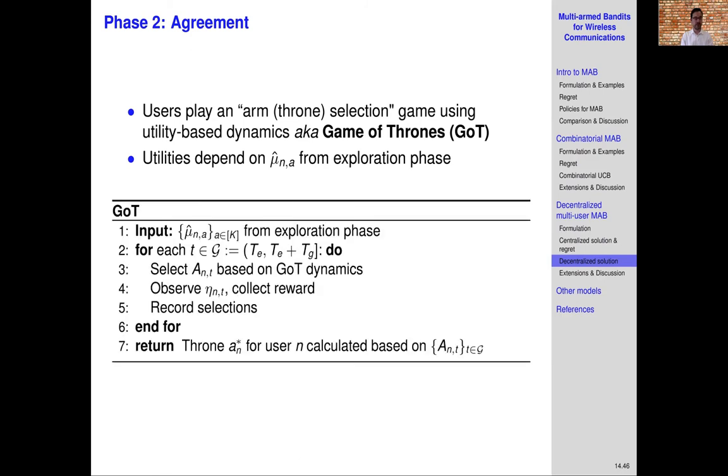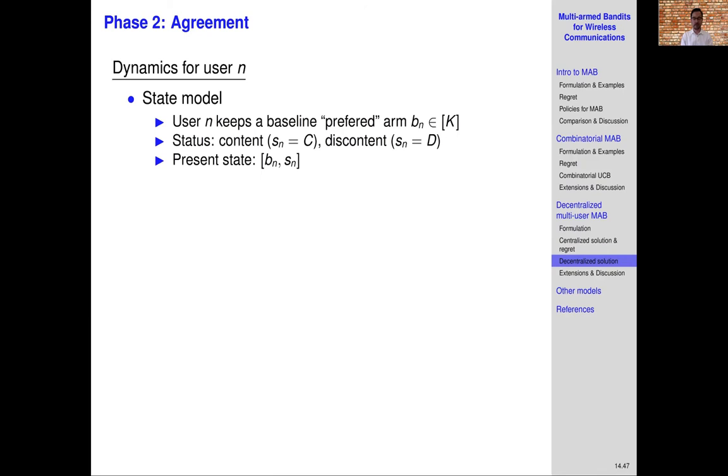So in each round in the Game of Thrones or GOT phase, user N selects its arm based on the dynamics. It observes whether there is collision or not and collects reward, and it also records selections. At the end of the GOT phase, by looking at its selections, the user calculates a throne, A star N. We expect this throne to be equal to the arm that the user will select in the true optimal allocation. Next, I will talk about the details of the dynamics.